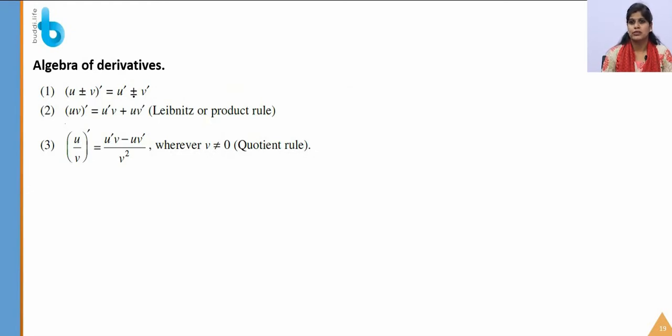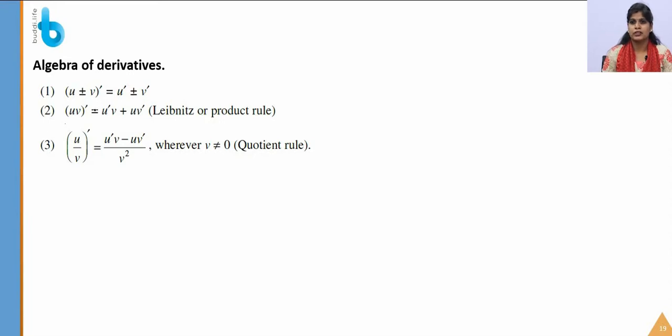Now we'll just go through the algebra of derivatives. This is very important. We'll use this in many problems. That is, (u plus or minus v)' is u' plus or minus v'. That is, if you are finding the derivative of a sum or difference of two functions, you can always split it up and do the differentiation.